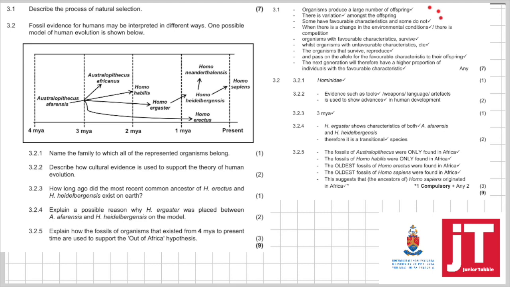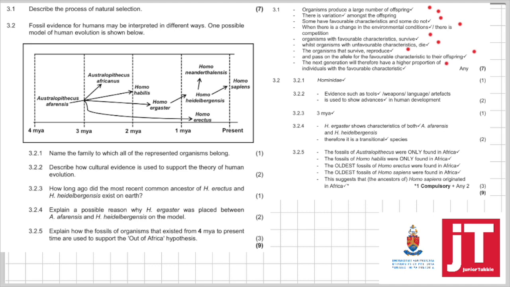When there's a change in the environmental condition, there's competition. All right? When there's competition, organisms with favorable characteristics will survive, while the organisms with unfavorable characteristics will die. The organisms that survive will reproduce and pass on the allele for the favorable characteristic to their offspring, and then the next generation will therefore have a higher proportion of individuals with a favorable characteristic. Any 7 you could have had.